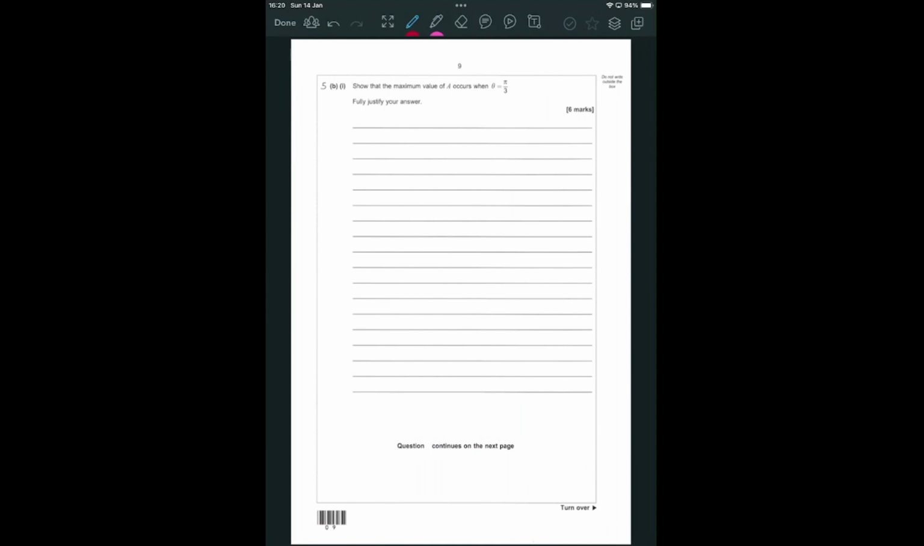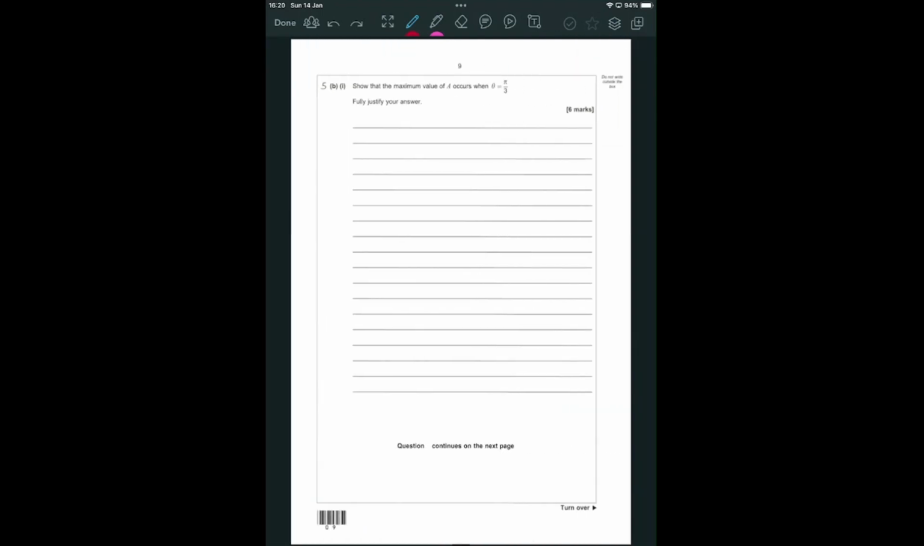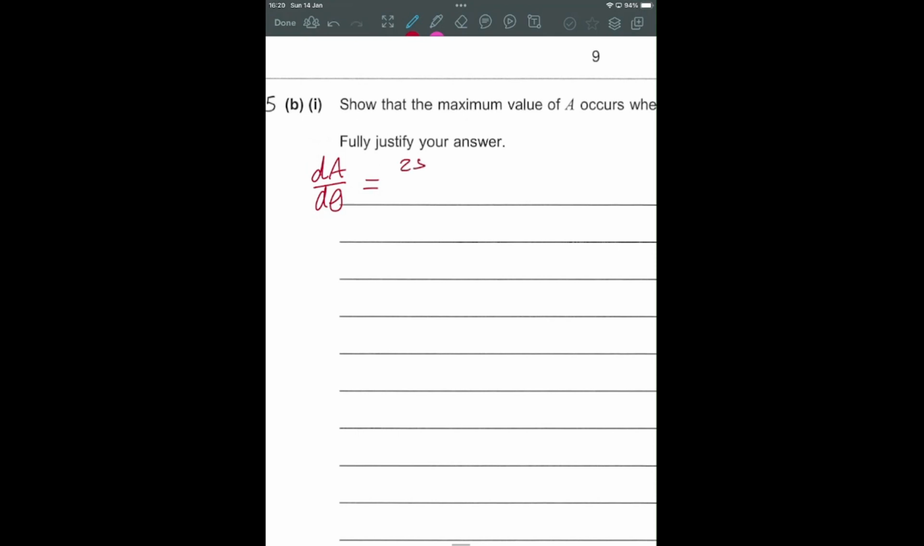Part B. Show the maximum value occurs when theta is pi by 3. Maximum is implying that the first derivative equals 0. So I'm going to try and solve dA by d theta equals 0. So I'm differentiating that. You've got the 25 over 8 multiplying factor, which is not going to change. The pi differentiates to nothing. The minus theta differentiates to minus 1. And the 2 sine theta is differentiating to 2 cos theta.